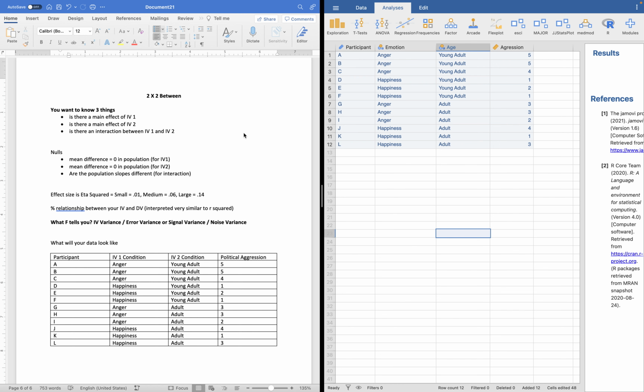Two completely between subjects ANOVA, factorial, complex ANOVA. I'm just calling it 2 by 2 between to keep this simple. You want to know 3 things. You want to test 2 main effects and an interaction.